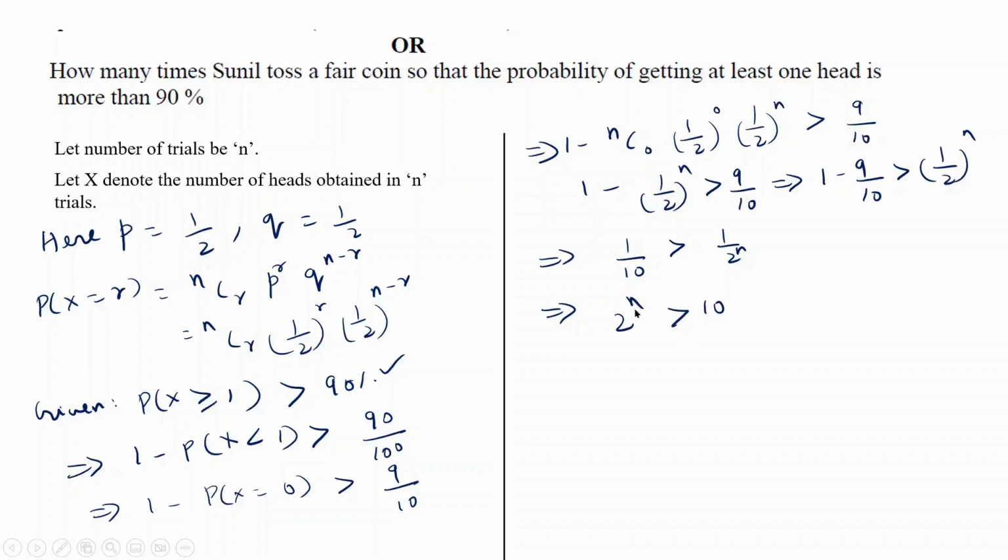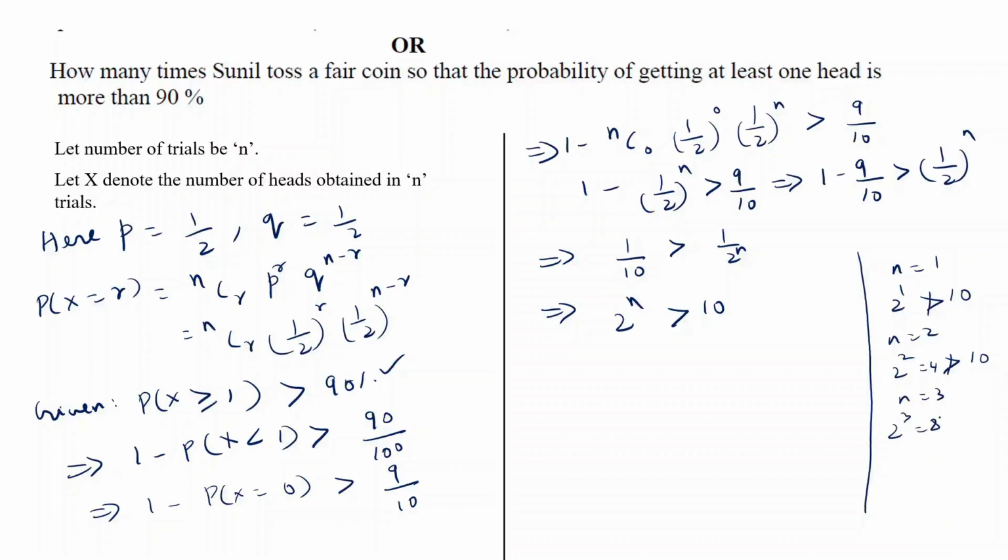Now let us substitute values for n such that 2 raised to n is greater than 10. Let us do it in the rough. When we put n as 1, we have 2 raised to 1, which is not greater than 10. When we put n as 2, we have 2 squared, which is 4. This is also not greater than 10. When we put n as 3, we get 2 cubed, which is 8. This is also not greater than 10. When we put n as 4, we have 2 raised to 4, which is 16. This is greater than 10.